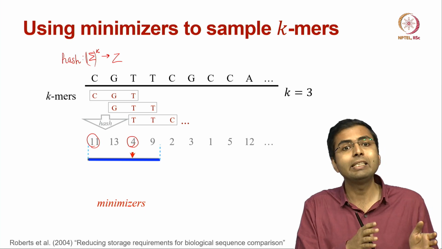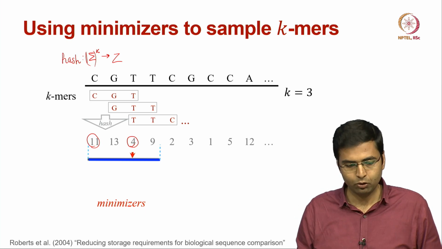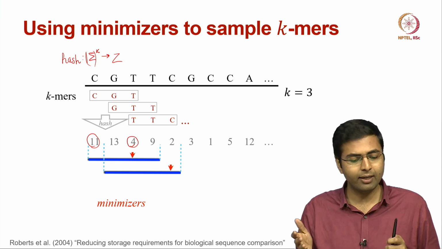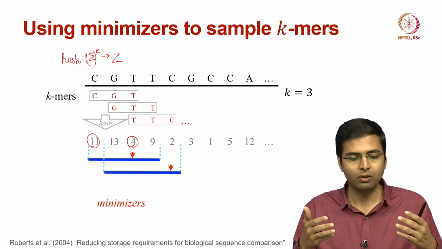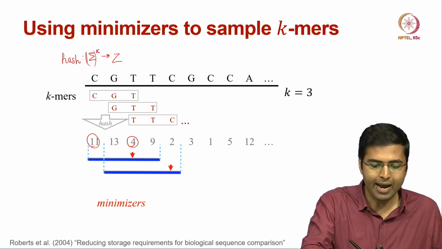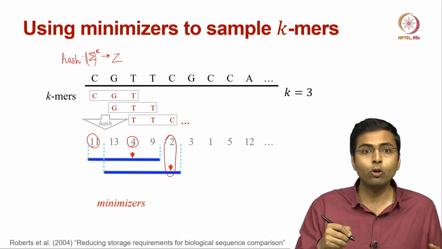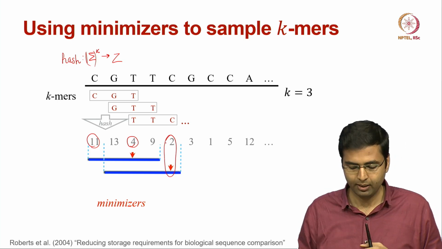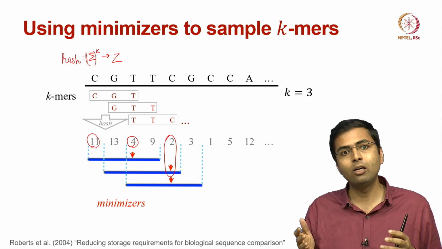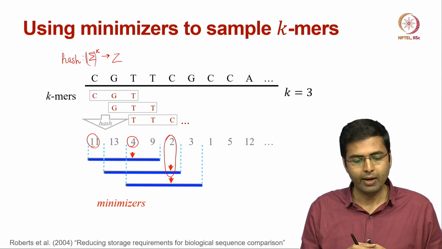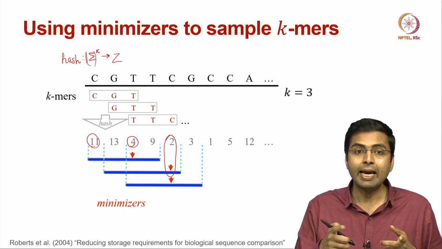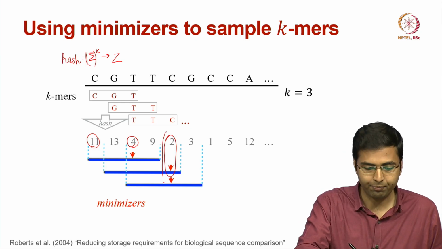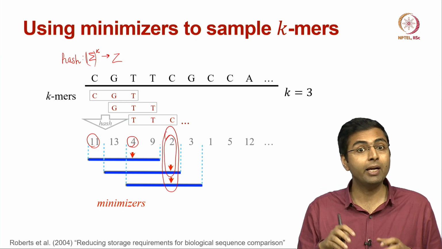Then I am going to slide this window one at a time. I slide this window further, and I again check what the minimum hash value is. This time the minimum hash value is 2, so I am going to select 2. Then I further slide my window, and again I check my minimum hash value. This time the minimum hash value stays the same, so I am not going to pick a new k-mer.